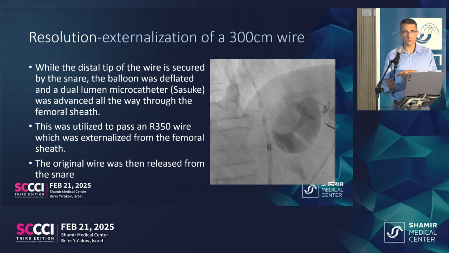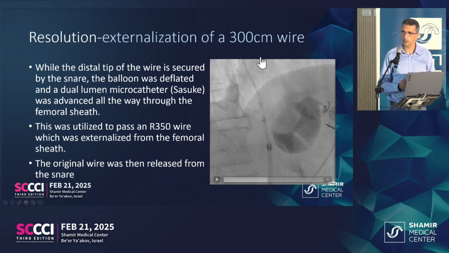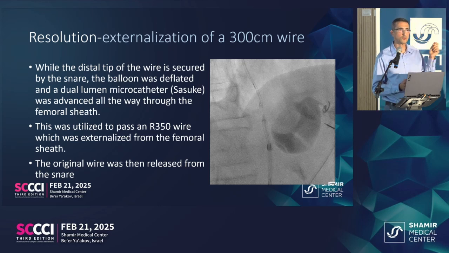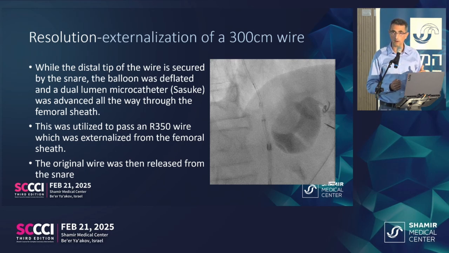So from the anterograde, we had a wire in, and we deflated the balloon and replaced the balloon with a dual lumen catheter, allowing us to go from the anterograde to the retrograde femoral sheath, pass a 350 cm wire, and then we had the whole stent on a loop.